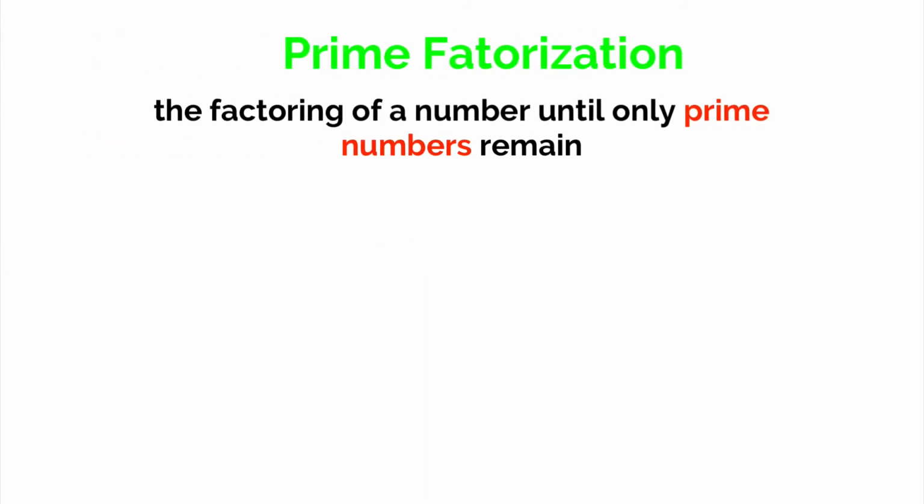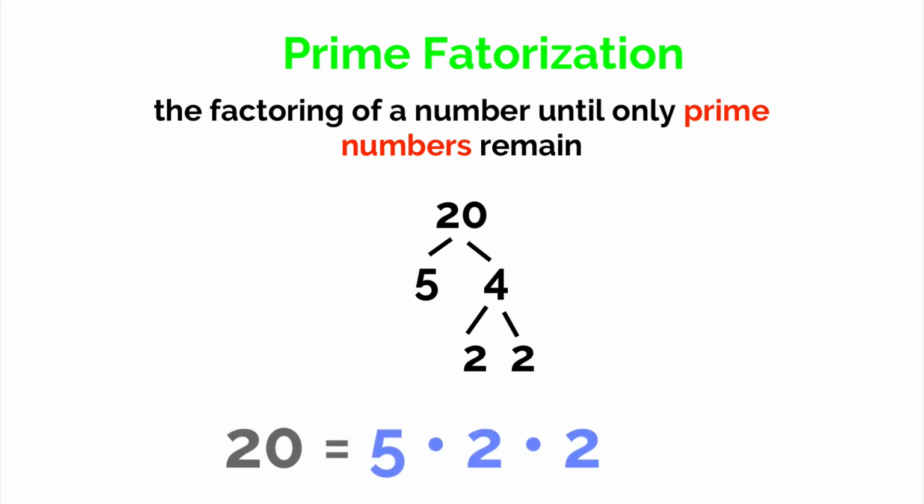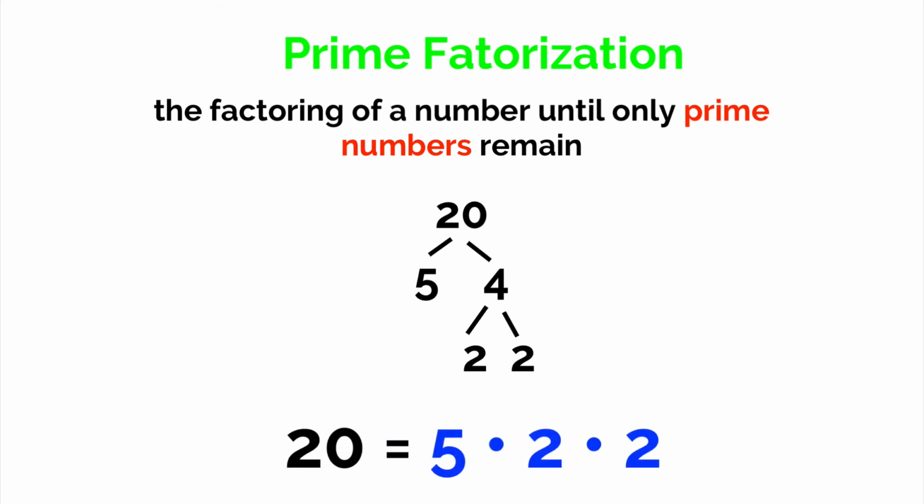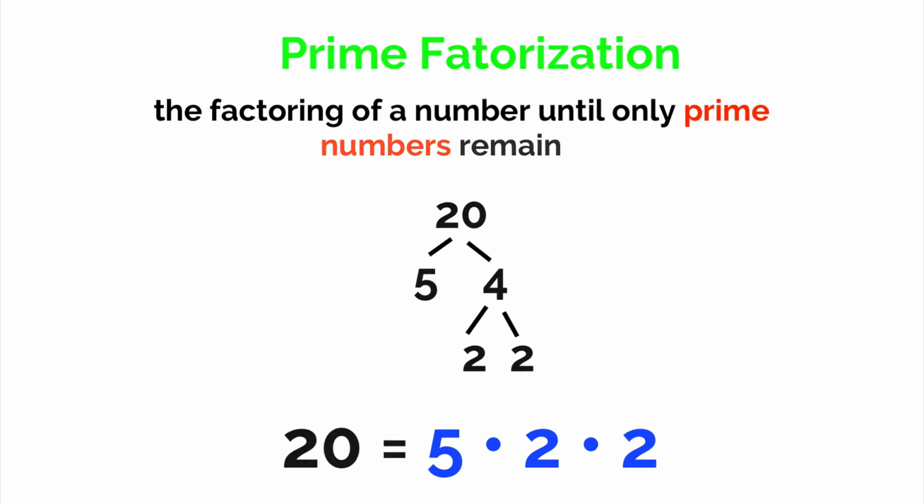So now that we understand what prime numbers are, we can understand why we must factor numbers until only prime numbers remain. Take 20 for example. We can represent that as 5 times 4, and 4 can be represented as 2 times 2. So factoring 20 gives us 5 times 2 times 2, which are all prime numbers. Notice how we are never done until we are left with only prime numbers.